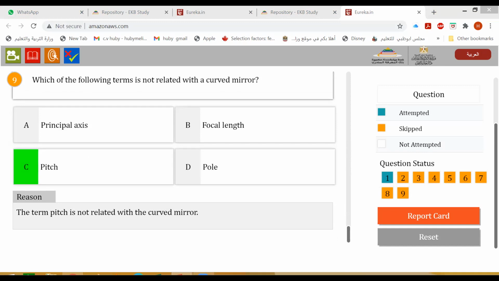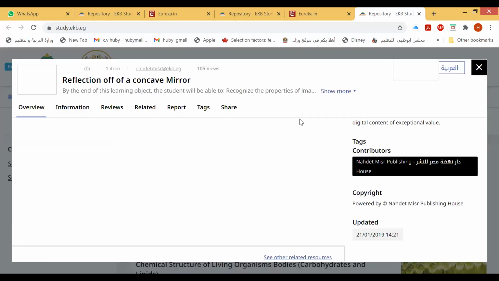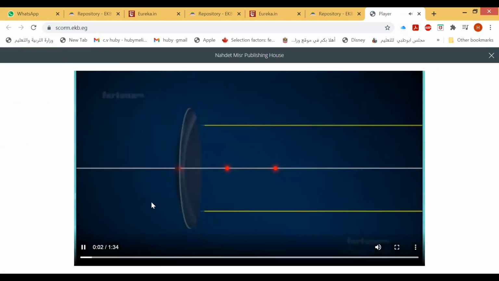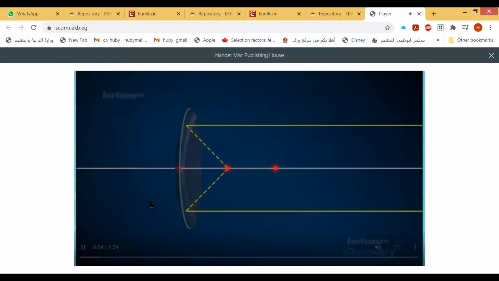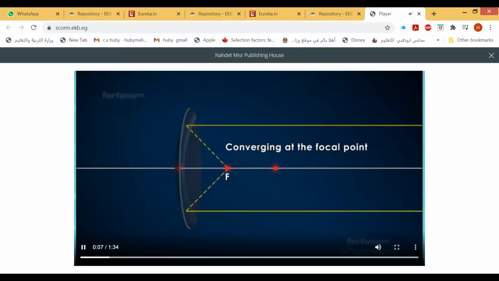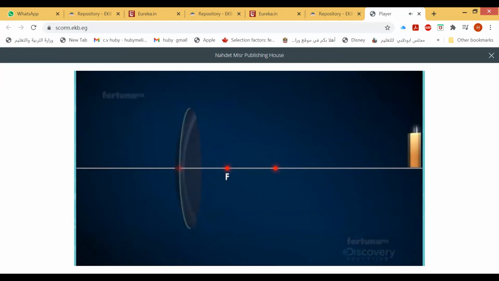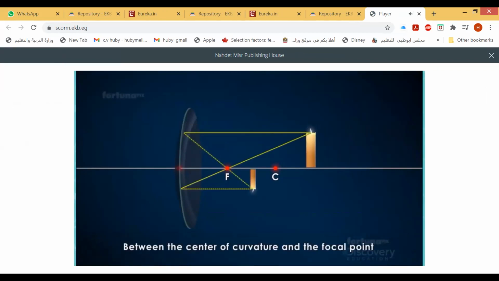Reflection of a concave mirror, the first type of curved mirror, the concave mirror. Let's see this video. Light rays from a distant object reflect off the concave mirror, converging at the focal point where an image is formed. If the object is placed beyond the center of curvature, C, the image will be formed between the center of curvature and the focal point.